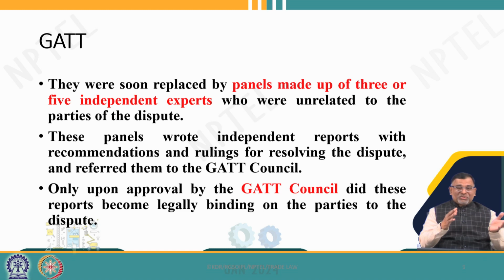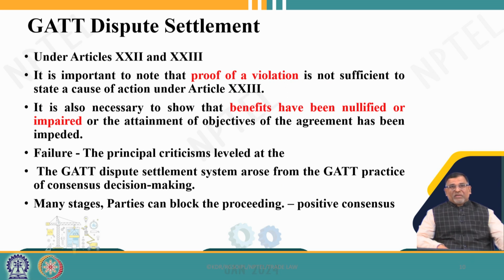So, from the rudimentary stage to the independent members, the appointment of independent panelists happened in a very short period of time. You can see that before the Kennedy round of negotiations, the panels had started forming. Under Articles 22 and 23, certain requirements are made, even though there were no elaborate procedural requirements. And what are the requirements?